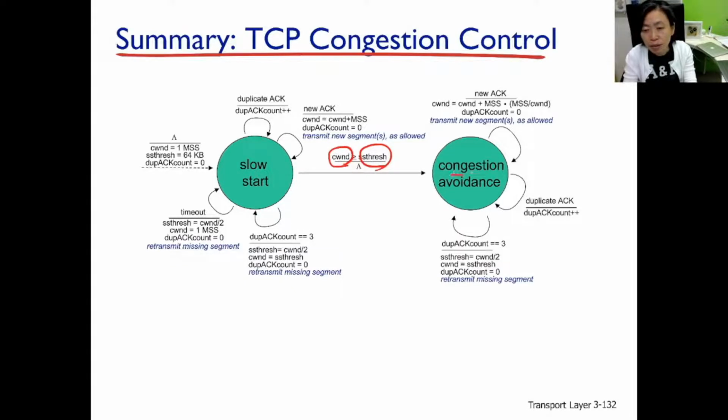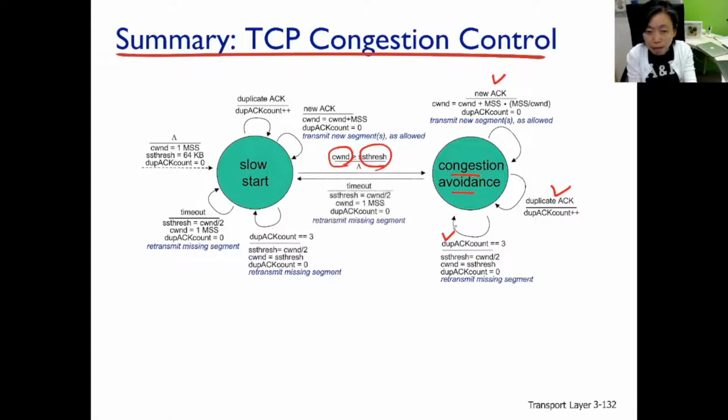And that takes us to the congestion avoidance state, where we see again the transition for new ACK, the transition for duplicate ACK, and the transition for dupe ACK count equal 3. And hey, where's the timeout transition?